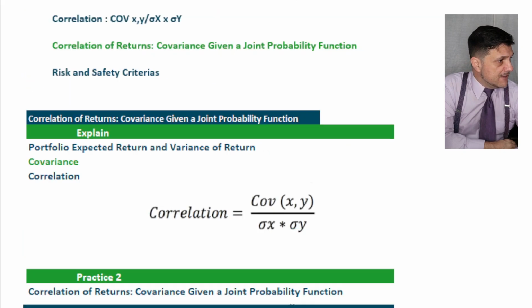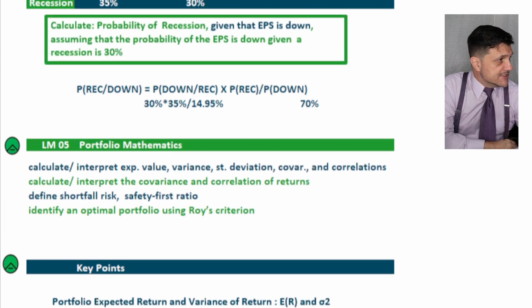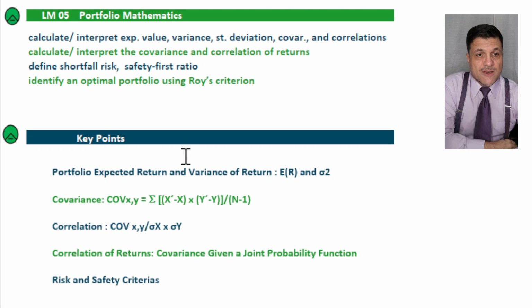Good. Let's see if I covered everything and then finish this video, right? Because I told you it was relatively short. All right: calculate expected value, variance, standard deviation, covariance, and correlation. We already addressed that. Define shortfall risk. I did not define shortfall risk.